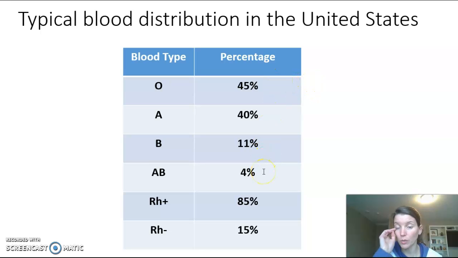Just how this is spread out within the United States, most, 45% of people, have O blood. A blood is the next most common, running in at 40%, and then you see the following.